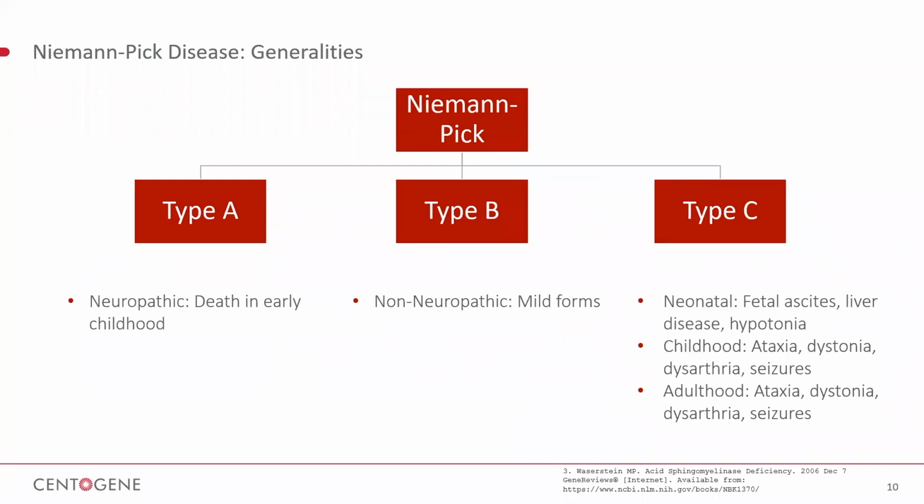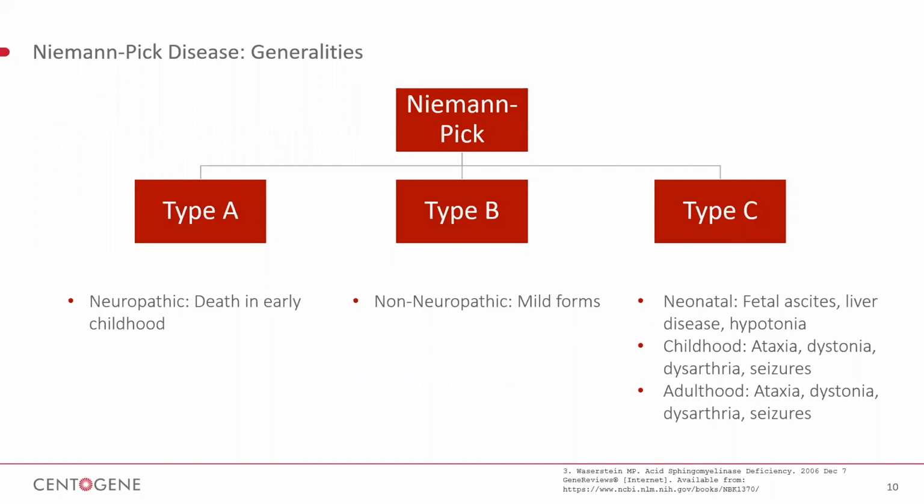And here, this diagram really just depicts some of the difference based on onset and severity by type of Niemann-Pick disease. So type A, as mentioned previously, is the most severe. Death occurs in early childhood, typically by the age of 3. However, the mean age of death is 27 months.